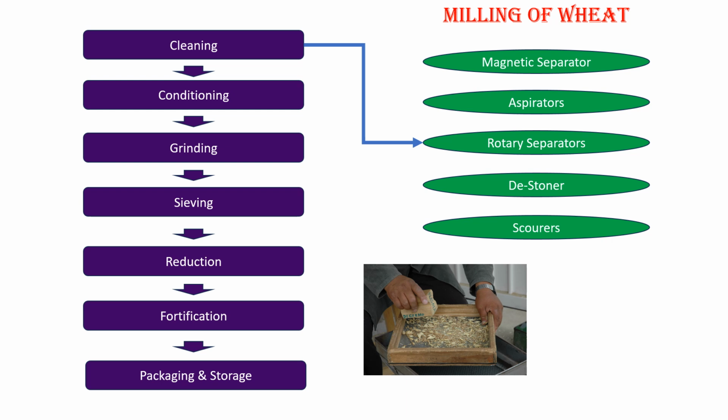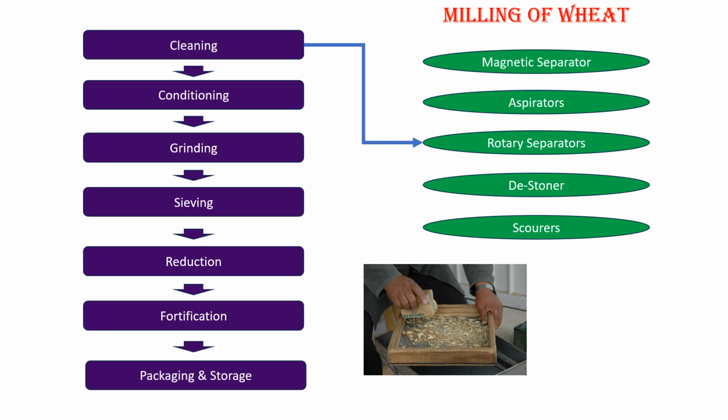Now coming to the second step, conditioning, which means tempering, mainly adding of moisture. It moistens the grains by addition of 14 to 16% of moisture to toughen the bran and to soften the endosperm. This process involves the separation of bran from the endosperm. The wheat is allowed to rest for several hours, at least up to 24 hours, which means one day.